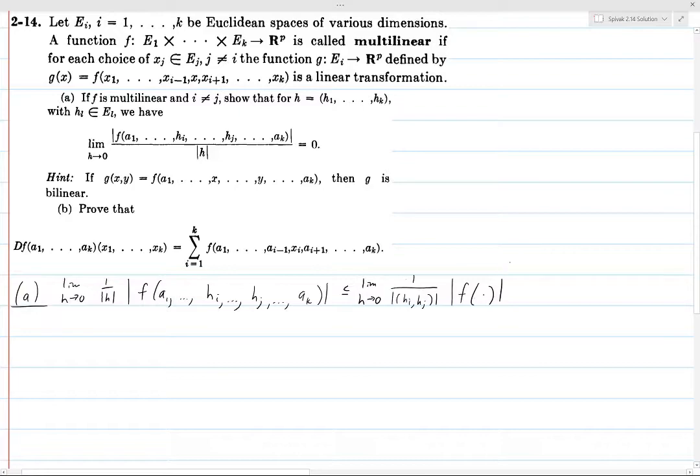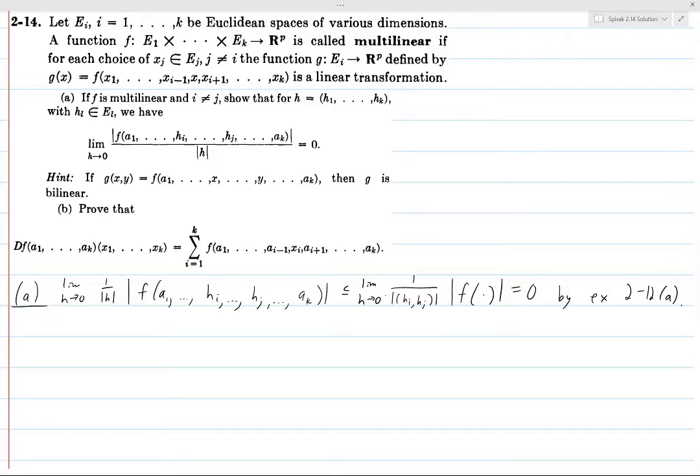But now this f of h_i and h_j is a function of h_i and h_j. And if you consider it as a function of h_i and h_j, then it is a bilinear function because all of the a_k's are fixed. And so we can apply exercise 2-12a to conclude that this limit is 0, because it's just the norm of a bilinear. It's exactly this sort of limit that we considered previously. And of course, this limit as h goes to 0 is the same as the limit as the vector (h_i, h_j) goes to 0.